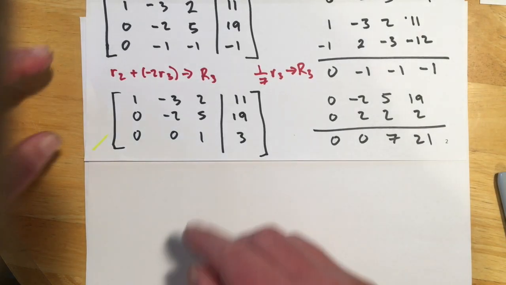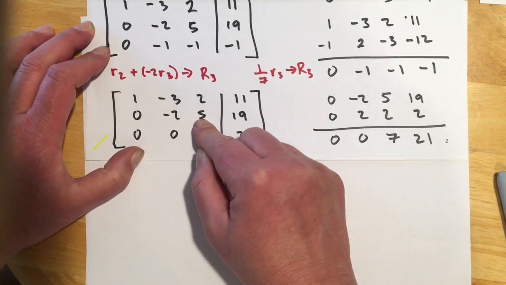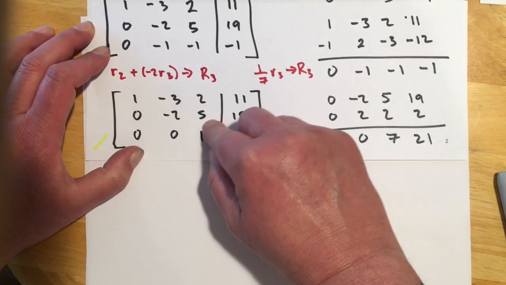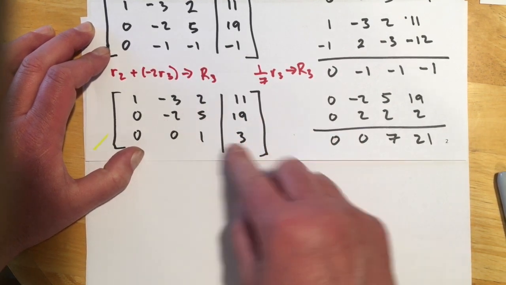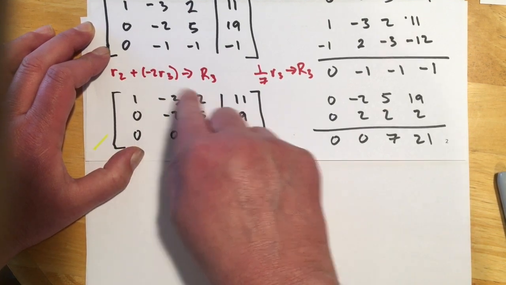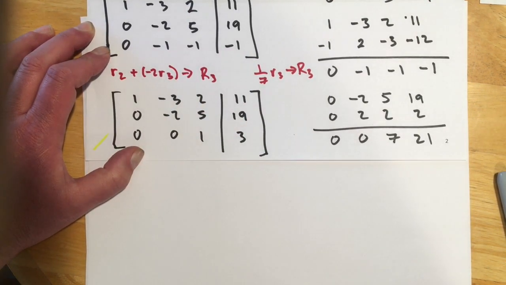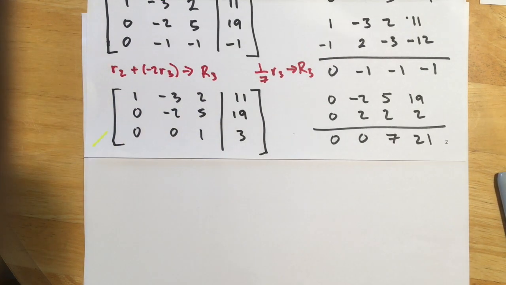From this point, I could really back solve, because right here I know z is 3. This is just negative 2y plus 5z equals 19. So I could put the 3 in for this z, bring that over, and get my y. And then once I have that, I can put y and z in here, and then solve that for x. So that would be if we did the row echelon form. The book shows reduced row echelon form, so I'm going to show that.